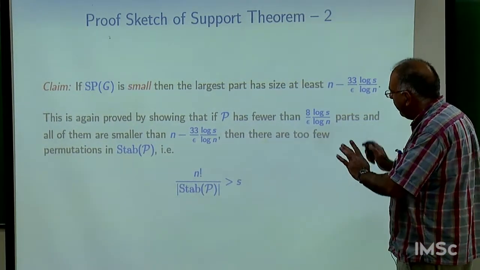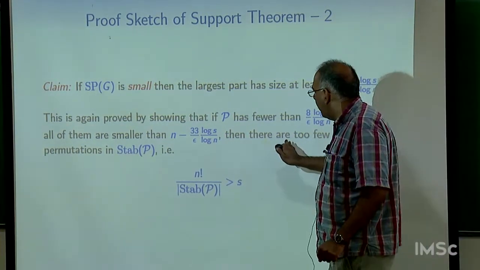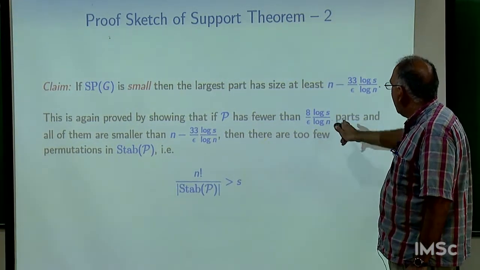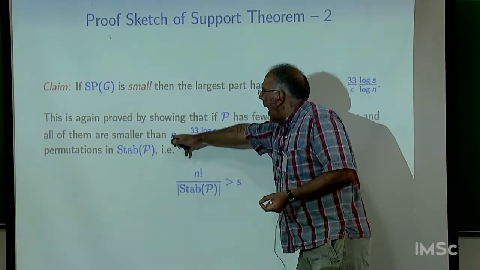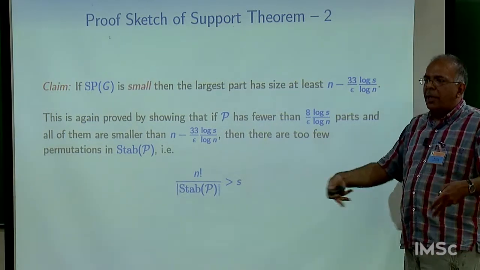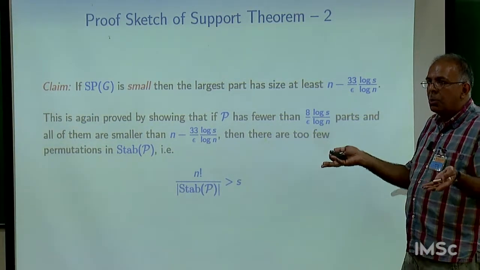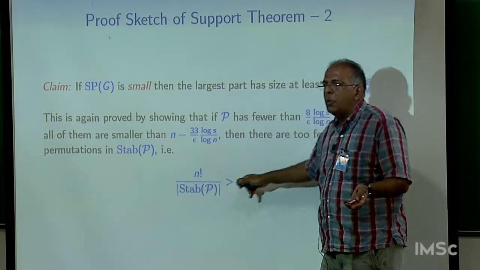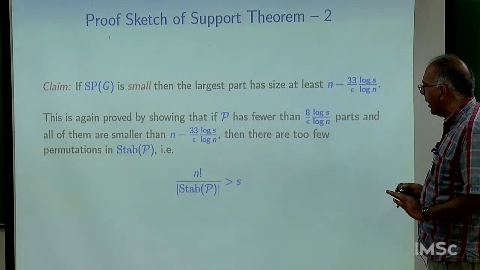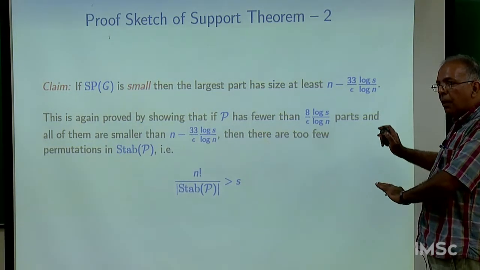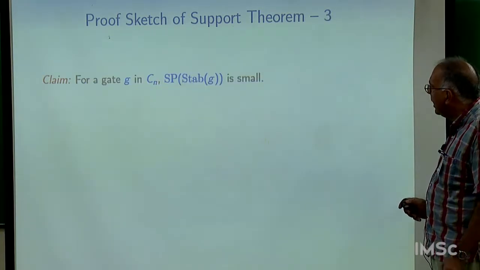Well, again, we derived that if you have fewer than this many parts, in other words the partition is small, and each of them is bounded by this, you can actually show that the number of permutations that fixes all of the parts is just too small. So the stabilizer group is too small, so the orbit of the gate must be big. As I said, it's a bit more delicate calculation. But all of this so far has nothing to do with circuits. It's purely combinatorics of permutation groups.